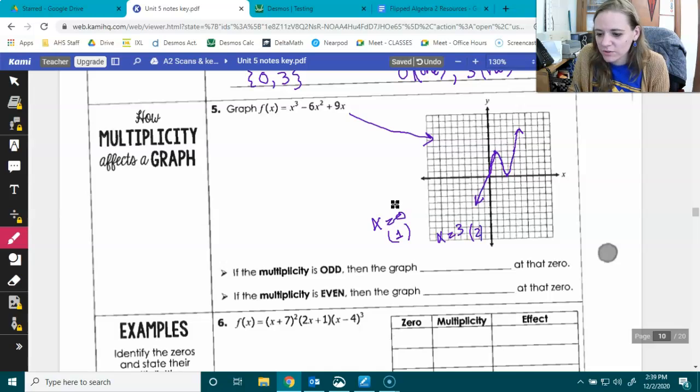It goes straight through. So if the multiplicity is odd, we're going to call that where it crosses. So this is where it just simply crosses or intersects, because I have one solution. One solution is odd, so it crosses. When my multiplicity is even, in this case, this one was even because there are 2 of them, then the graph will bounce.